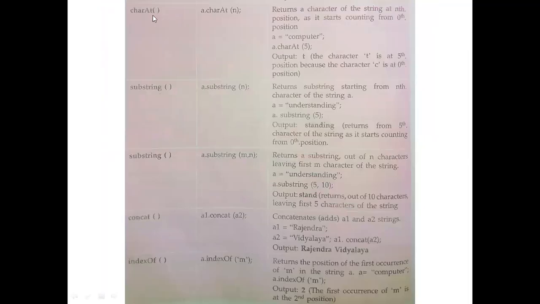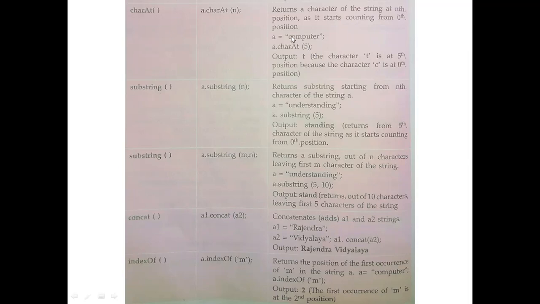Now, the charAt function we already used once, right? It is a very important function, and we use it in most of our programs. A is a string variable which has "computer" in it. Now you say A.charAt(5). Five is the position. You remember we wrote 0 before in those two programs? Now we are writing 5 over here.